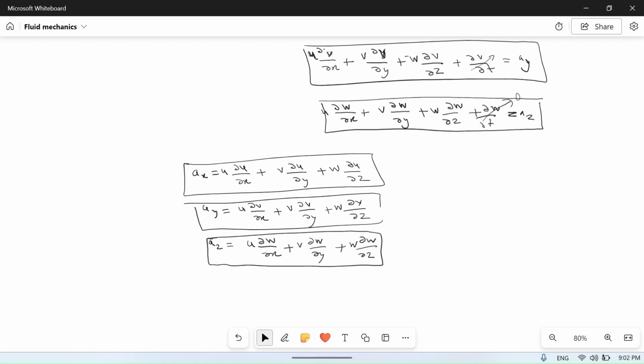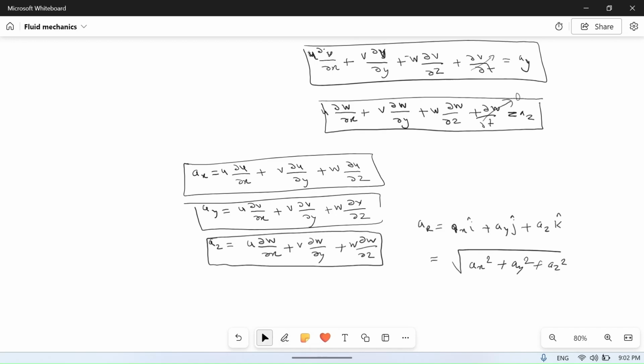So the resultant acceleration will be ax i plus ay j plus az k, and the scalar value will be the square root of ax square plus ay square plus az square.